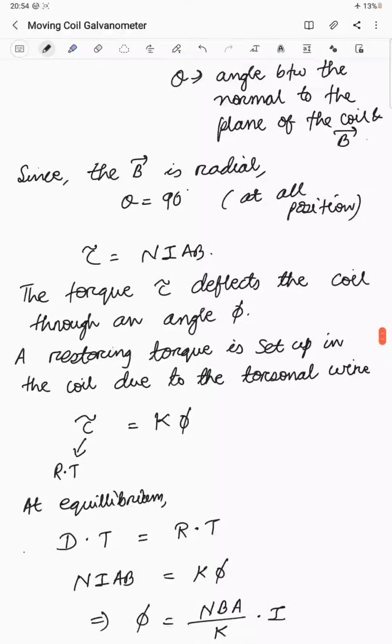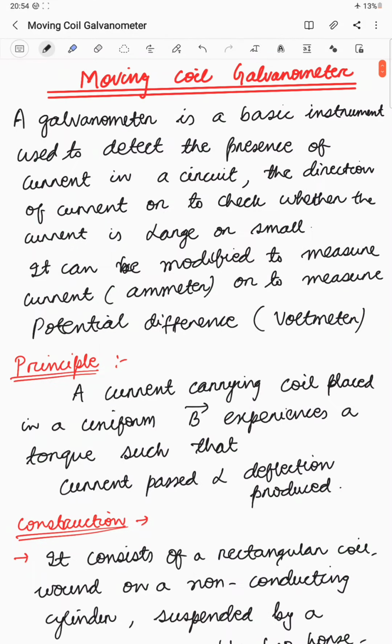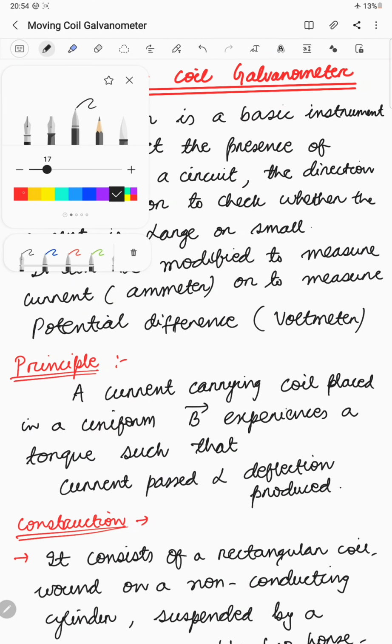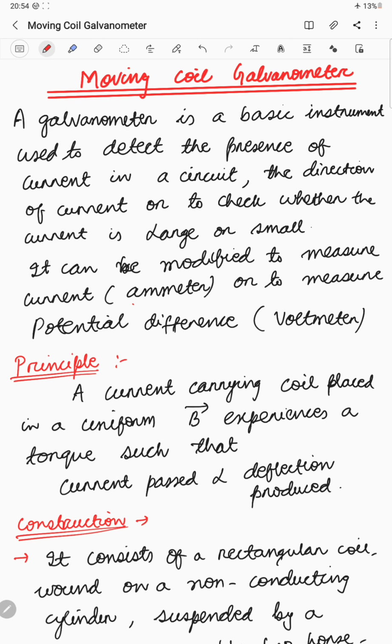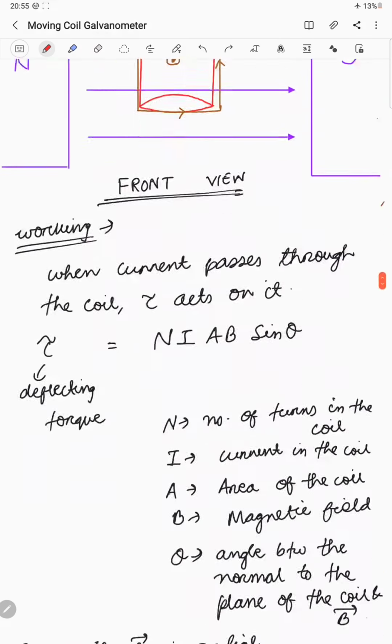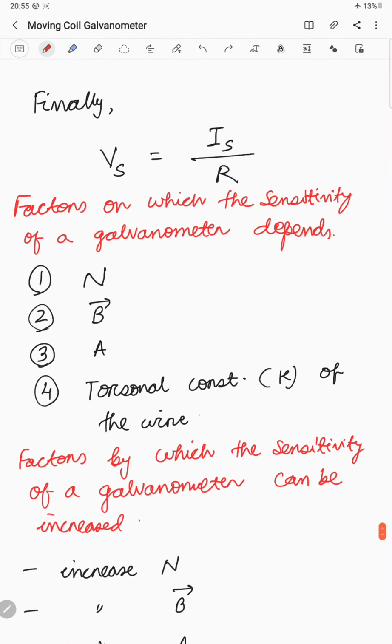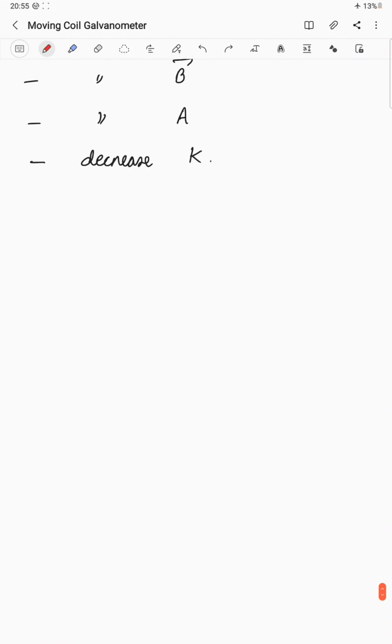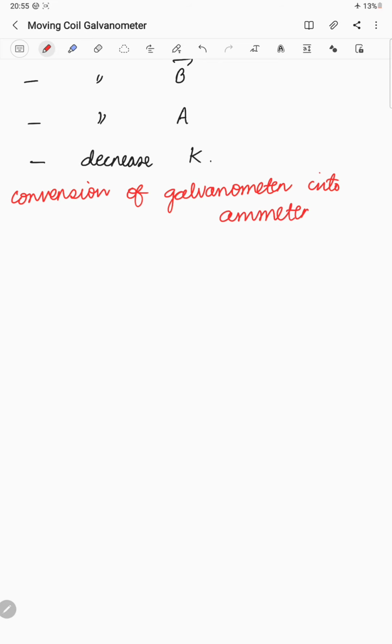Now from the very beginning, when you look at the definition, I have told that it is used for converting. The galvanometer can be converted to an ammeter, it can be converted to a voltmeter. So these are the two things which we need to check. How can we convert a galvanometer to an ammeter and a galvanometer to a voltmeter? So the next topic will be conversion of galvanometer into ammeter.